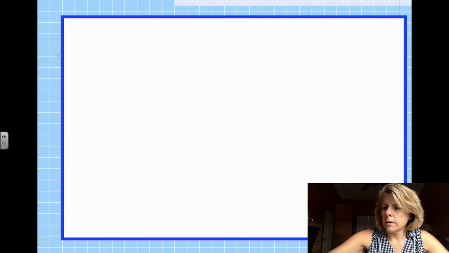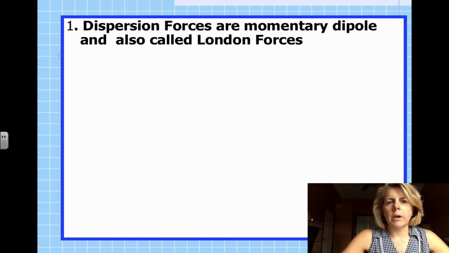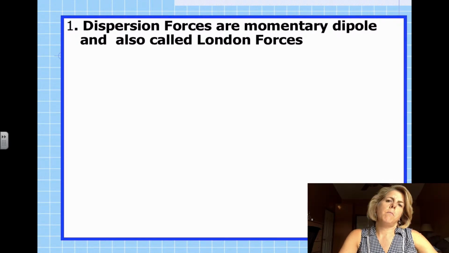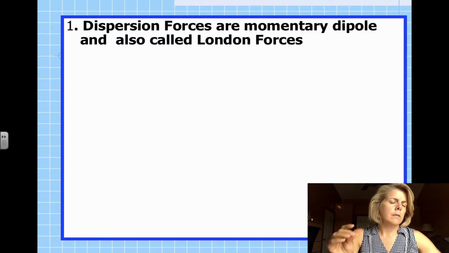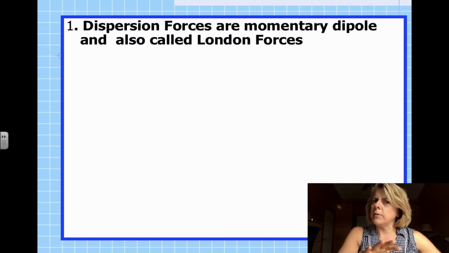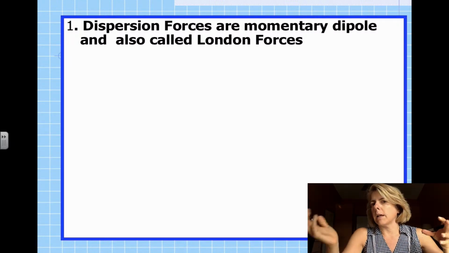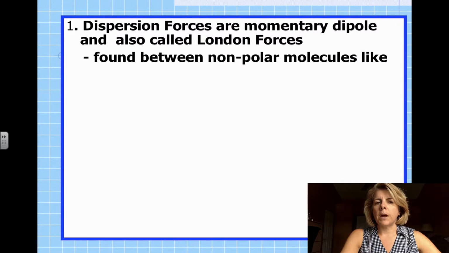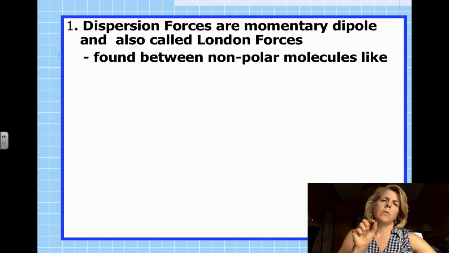Okay, so what does this mean? Well, we need to talk about what is dispersion force. So a dispersion force is actually a momentary dipole. It's like for a split second. It's not a permanent dipole like between a covalent bond where you have an electronegative atom and a less electronegative atom. Notice that it's also called London forces, so it's the same thing. It's typically found in nonpolar molecules. So we're looking at atoms that have the same electronegativity. There's very little difference in electronegativity between them.